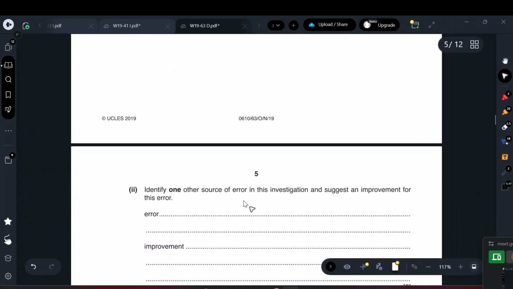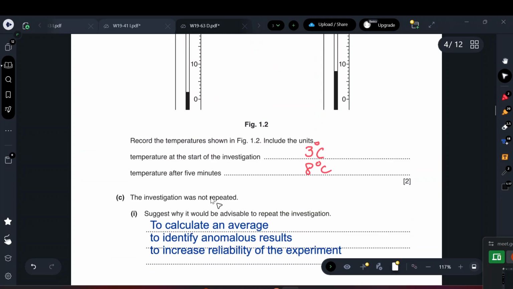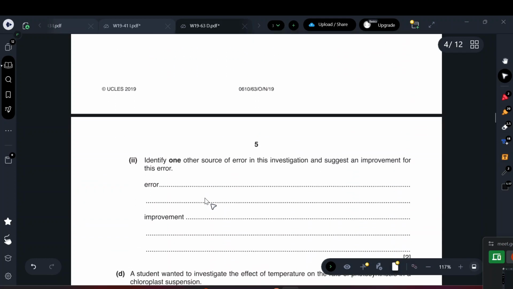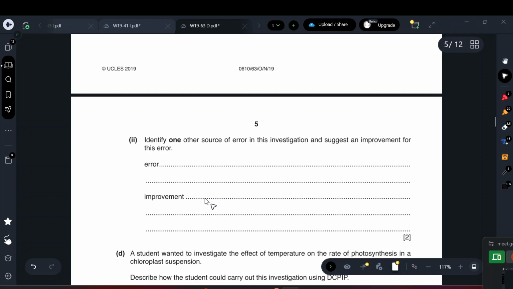Identify one other source of error other than the repeat, and suggest an improvement. We already said a few errors. We can say that pipettes are used. Pipettes do not give accurate volume, okay? So use a syringe instead or a burette.